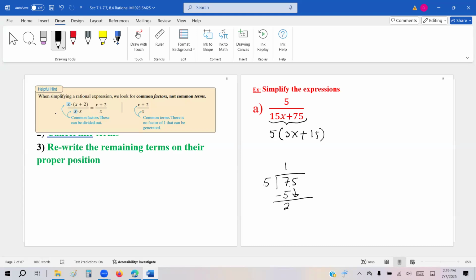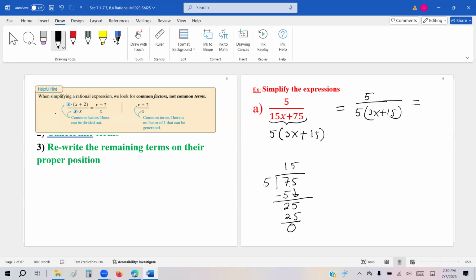It's time to bring down the next number, so it becomes 25. And now 5 goes to 25 how many times? 5 times. 5 times 5 is 25. And we have no remainder, that means we are done. So we rewrite 5 on the top and then 5 times 3x plus 15 on the bottom.